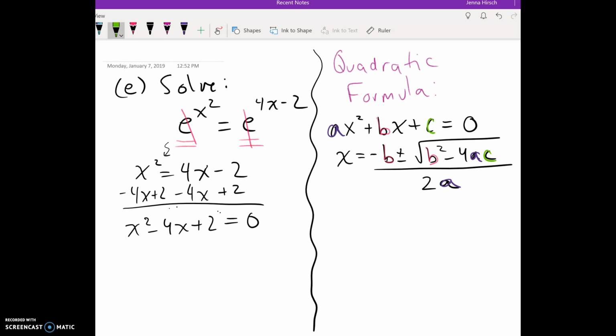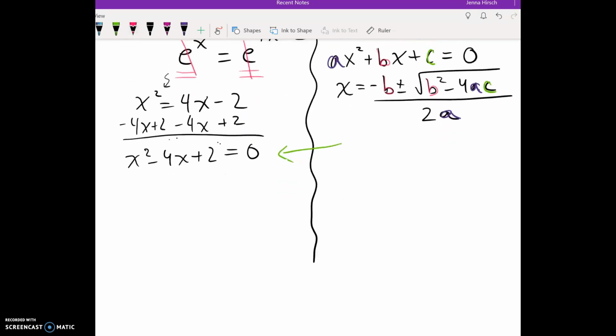So I'm going to list off to the side. We're going to go back and solve this using the quadratic formula, and we know that for this example, our a value is 1. We know that our b value is -4. And we know that our c value is 2. Okay, so let's plug this into the quadratic formula. And let's see what our solutions look like.